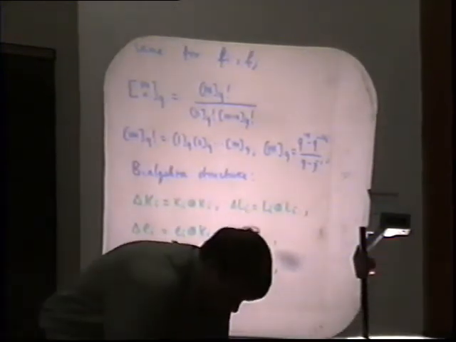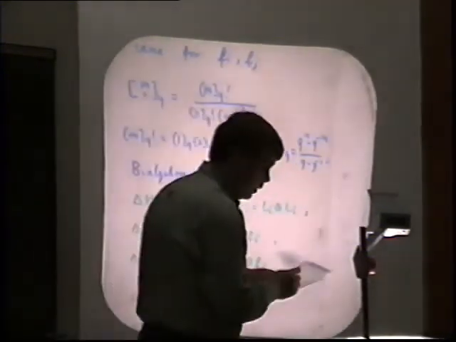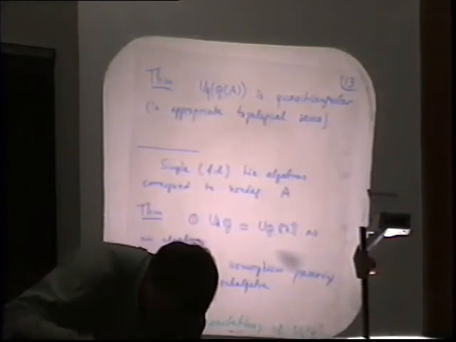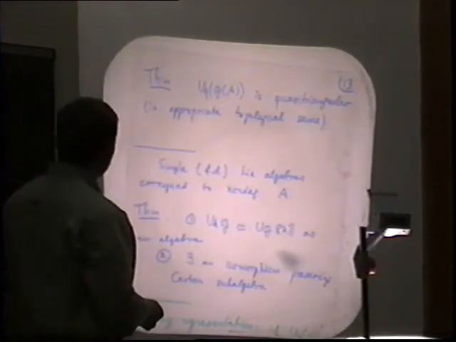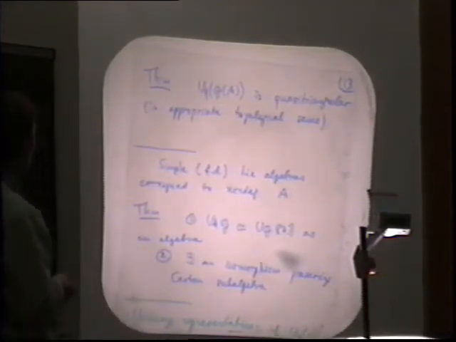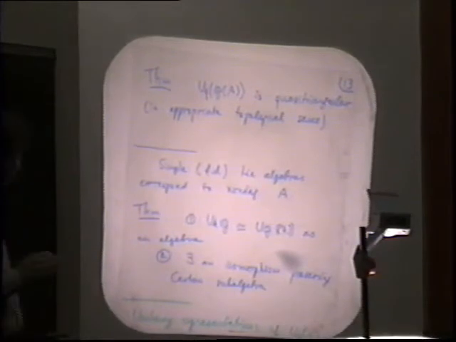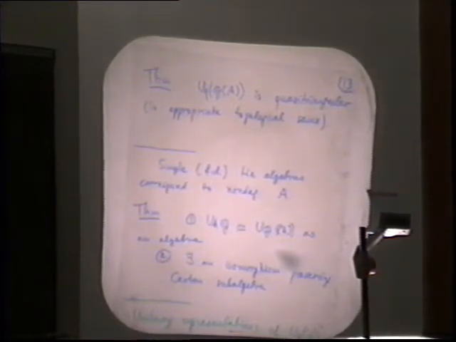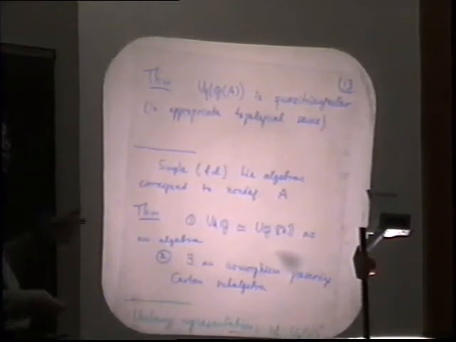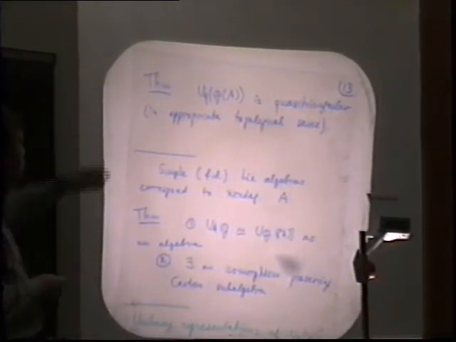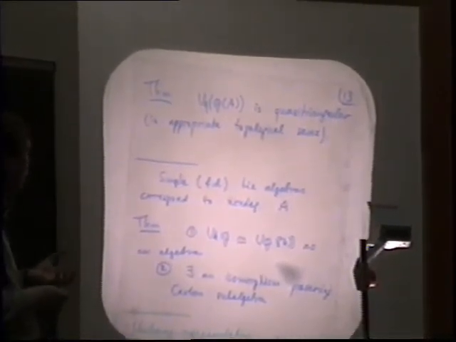Okay. Now, a few more facts about these algebras. Well, first, a very important statement. This algebra U_q(g), the quantized Kac-Moody algebra, is in an appropriate topological sense a quasi-triangular Hopf algebra. You see that the fact that the universal enveloping algebra is infinite dimensional is not surprising, because it's always infinite dimensional. In this case, it's not only infinite dimensional, it's also infinitely generated.